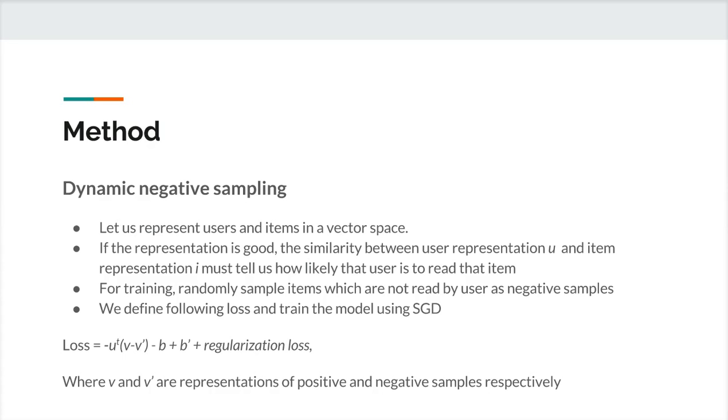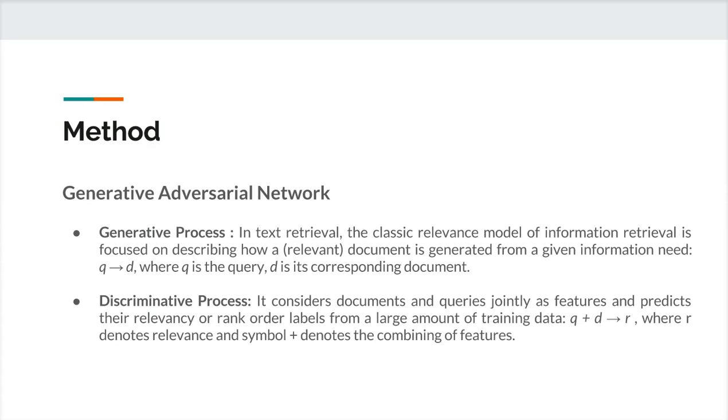The loss is this. Here V and V' are representations of positive and negative samples respectively. Generative adversarial network. There are two processes in this, generative and discriminative. In text retrieval, the classic relevance model of information retrieval is focused on describing how a document is generated from a given information need. Whereas the discriminative process considers documents and queries jointly as features and predicts their relevancy or rank order levels from a large amount of training data.